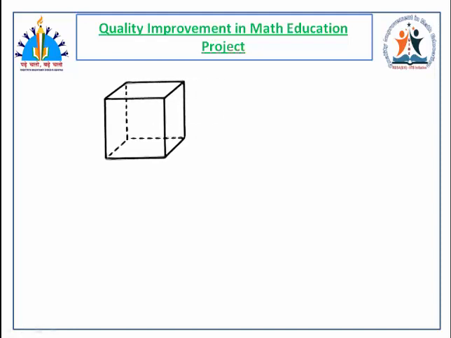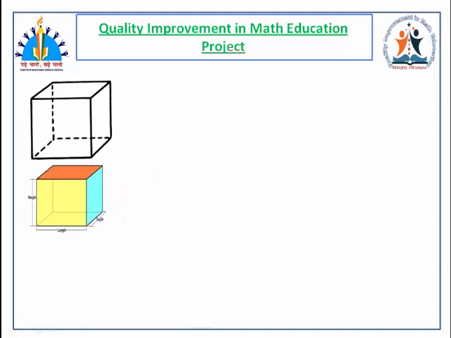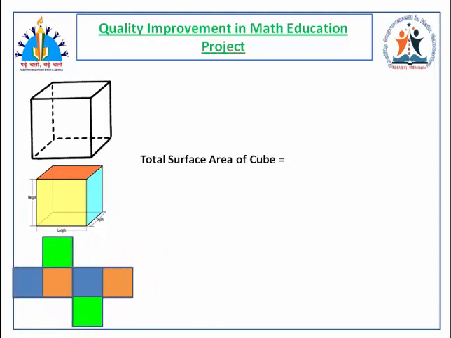Same way, if we think about cube, there are 6 squares. To calculate the total surface area of cube, we have to add the areas of these 6 squares. We know the area of square is L square, and for a cube there are 6 squares. Therefore, the total surface area of cube is 6 L square.